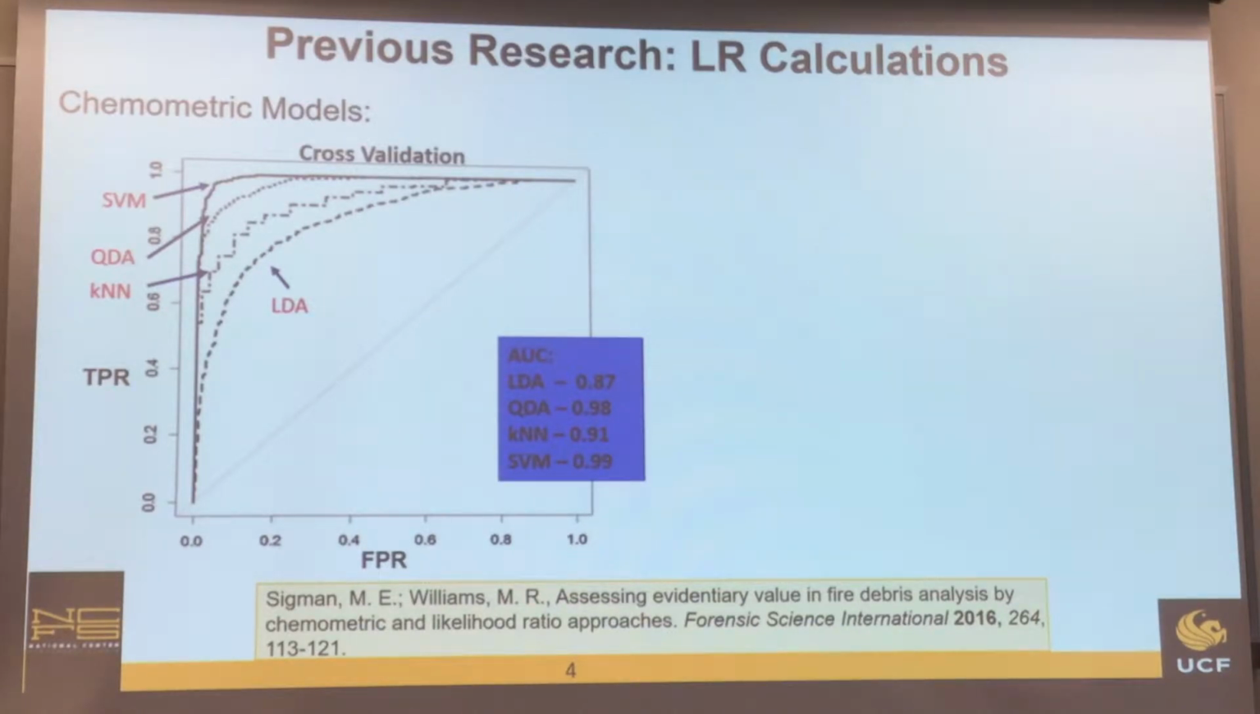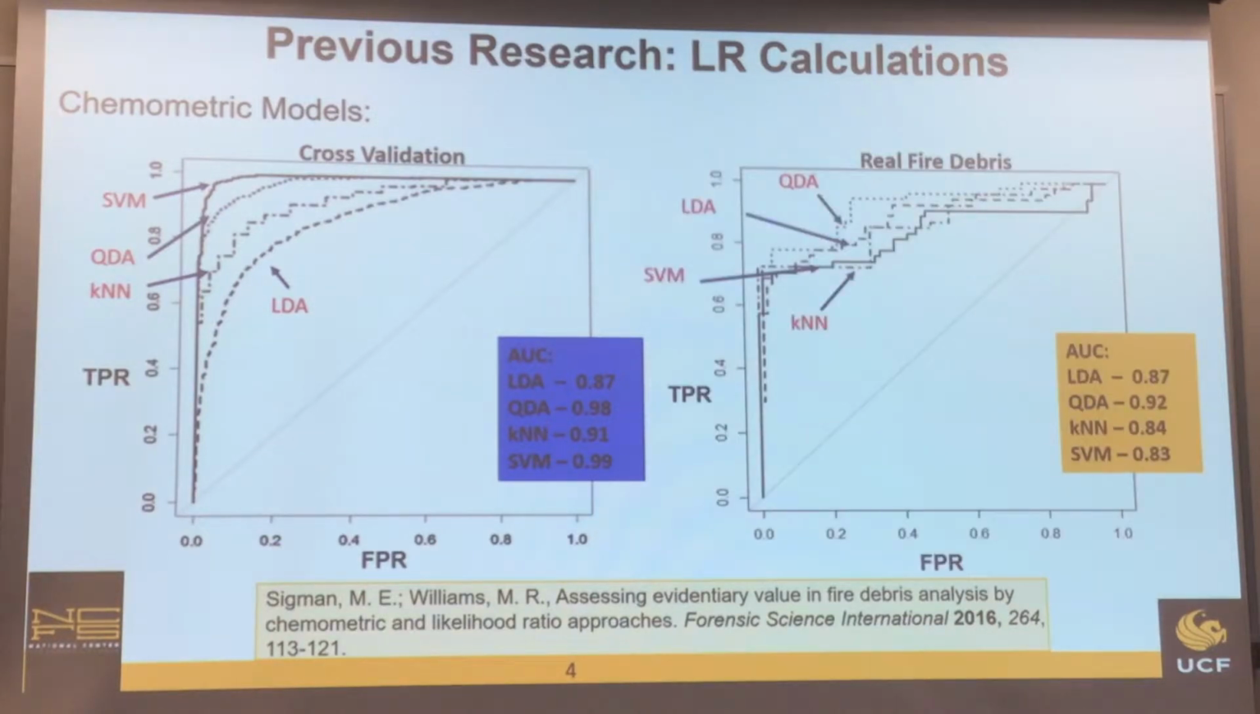By generating these ROC curves, you're able to calculate an area under the curve, which is the probability that a randomly chosen positive sample, in this case ignitable liquid, would have a higher score than a randomly chosen negative sample, in this case substrate. So basically, area under the curves closest to 1 correlate to better discrimination of that model. Now, when these chemometric models were evaluated using cross-validation, they calculated relatively high area under the curves.